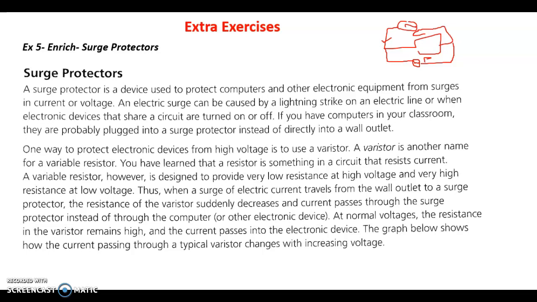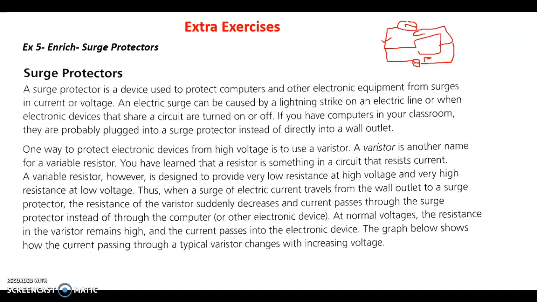If you have computers in your classroom, they are probably plugged into a surge protector instead of directly into a wall outlet. One way to protect electronic devices from high voltage is to use a varistor. A varistor is another name for a variable resistor. You have learned that a resistor is something in a circuit that resists current. A variable resistor, however, is designed to provide very low resistance at high voltage and very high resistance at low voltage.